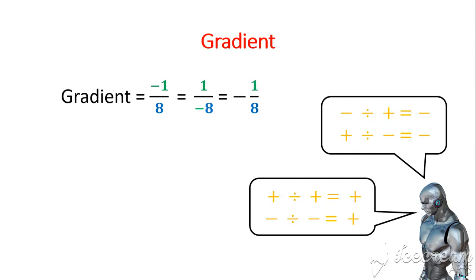A lot of people also put the negative out the front, and that represents a negative gradient of 1/8. Sometimes people write the gradient with 2 negatives, and you just need to be familiar that 2 negatives make a positive. So -1 over -8 is better written as 1/8.